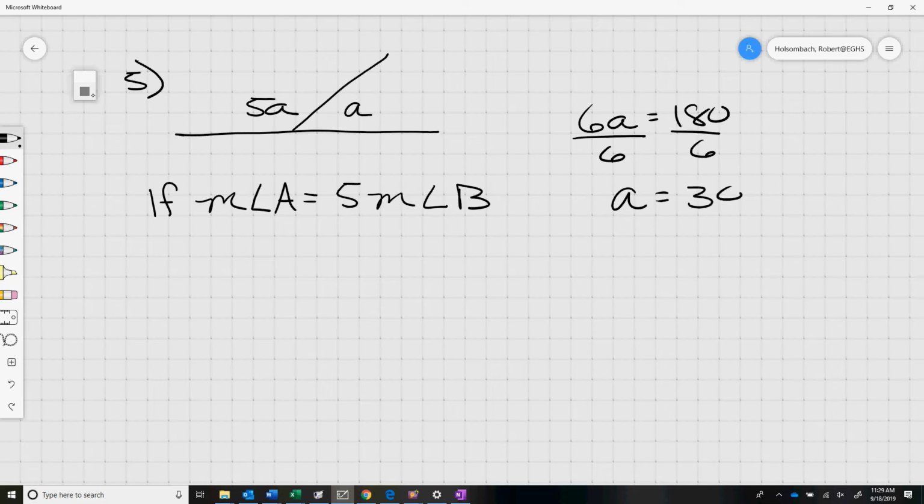If your A equals 30, the measure of angle A is 5 times the measure of B. So you have to be careful here if you're using A as your variable. The measure of angle A equals 5 times the measure of angle B. So angle B is what equals 30. And angle A equals 5 times that, which is 150. I just used A as the variable to solve for.